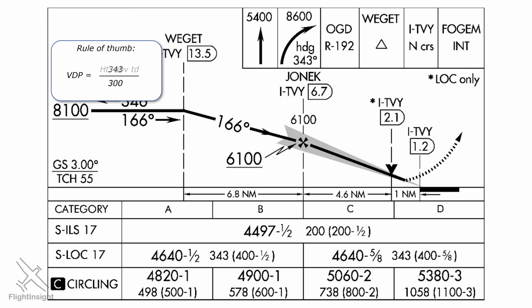So here it's 343 divided by 300, which is 1.1 nautical miles. Not quite the same, in part because it doesn't take the touchdown zone into consideration, but it will always err on the conservative side. Now we don't really care about how to calculate the VDP on this approach because it's done for us, but as we'll see later, that's not always the case.